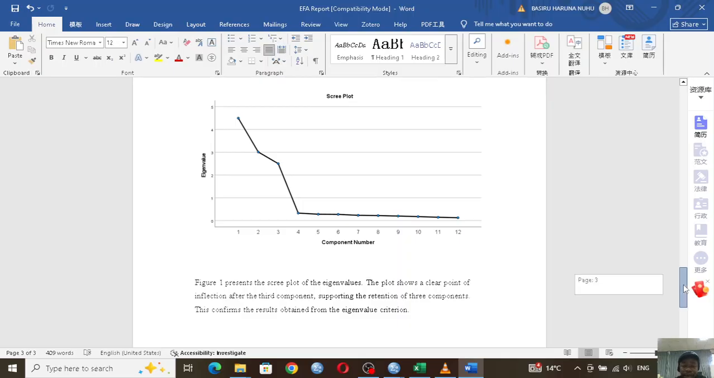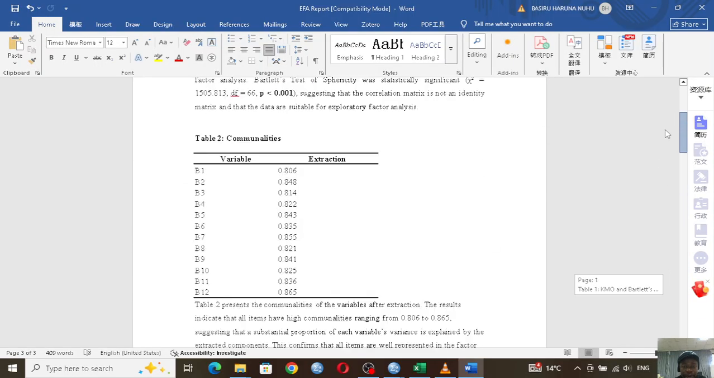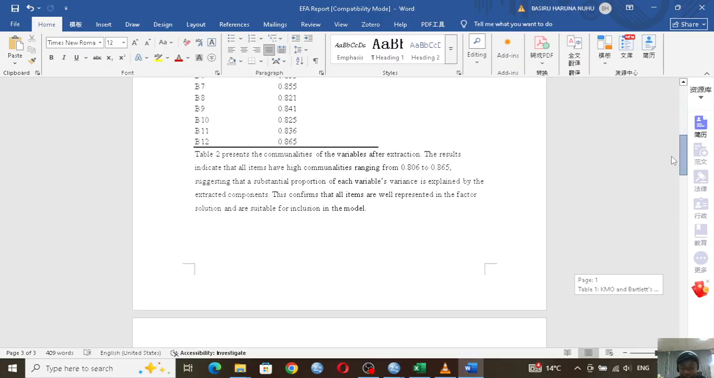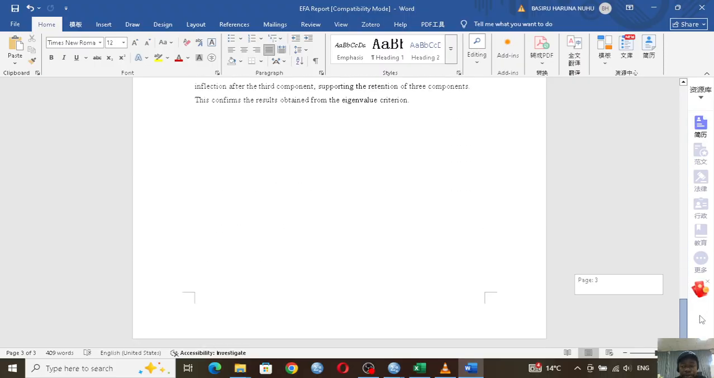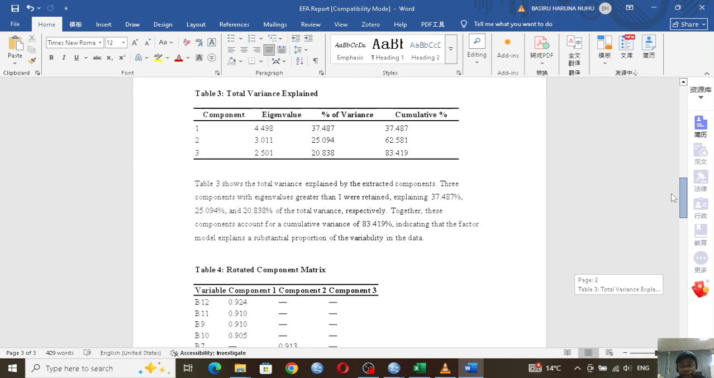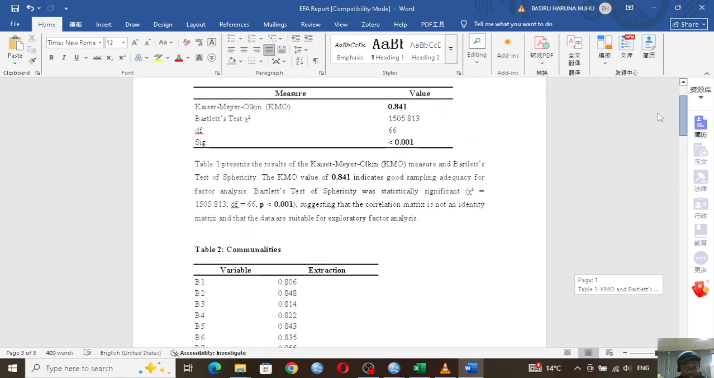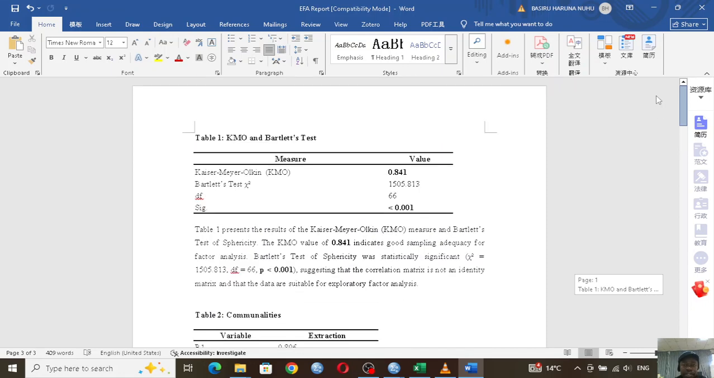So that is how we go about reporting our findings for factor analysis. If you are able to put these in, they are enough for your factor analysis. You don't need much.